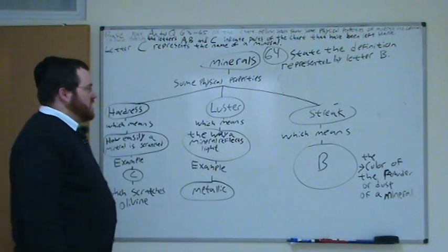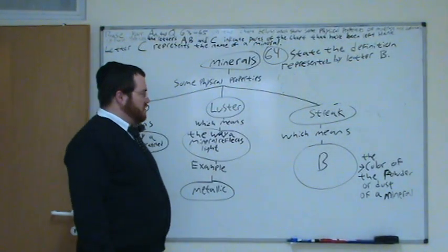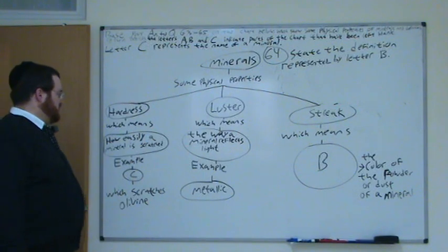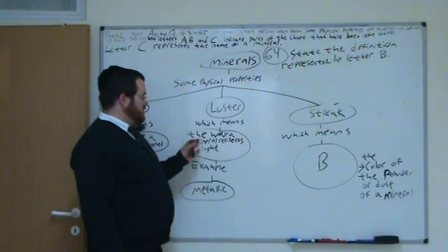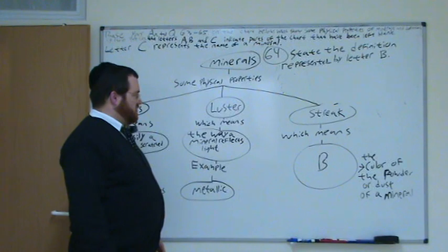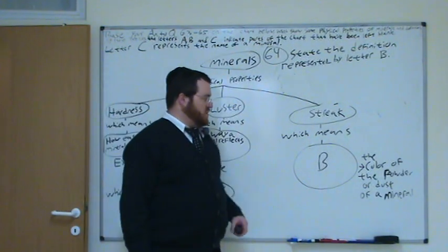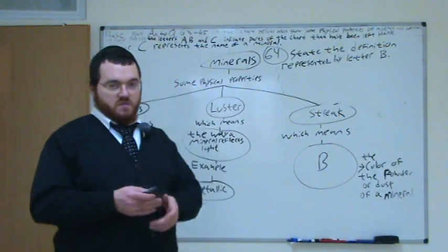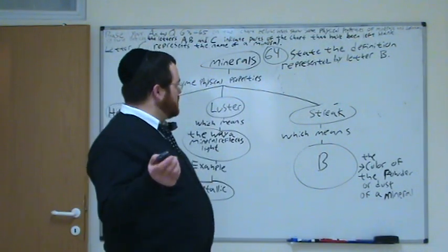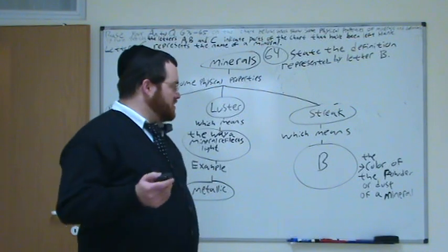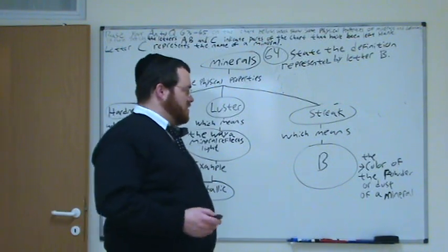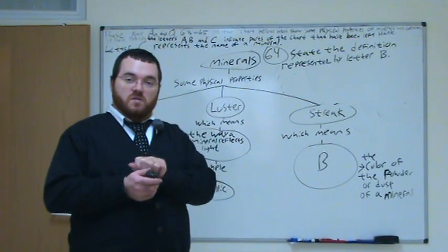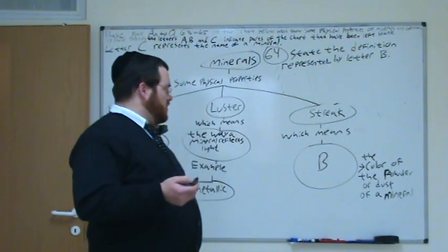Question 64. State the definition represented by letter B. Well, we know hardness means how easily a mineral is scratched. Luster means the way a mineral reflects light. And streak means the color of the powder or dust of a mineral. That's the answer to 64. B represents the color of the powder or dust of the mineral. When you scratch it against the porcelain plane, you find out the color.